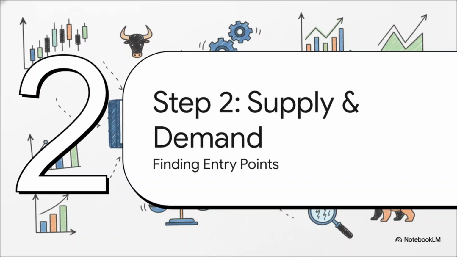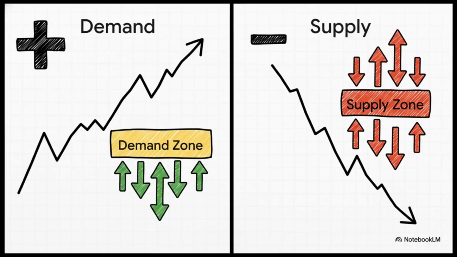All right, so you've mastered step one. You know how to spot the real trend. Now what? How do we actually find a spot to get into a trade? Well, that brings us right to step two. Supply and demand zones. And this builds directly on what we just learned. And the idea here is super straightforward.